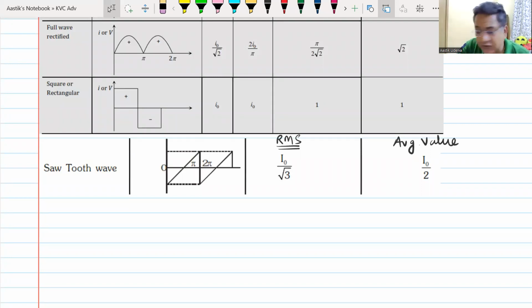Then you can also note down one more wave, the sawtooth wave. The RMS value of the sawtooth wave, I told you the sawtooth wave, yes or no? The RMS value of this sawtooth wave comes out to be I naught by root 3, and the average value of this sawtooth wave will be I naught by 2. So just note this one down as well.